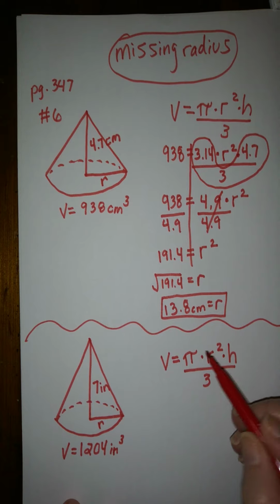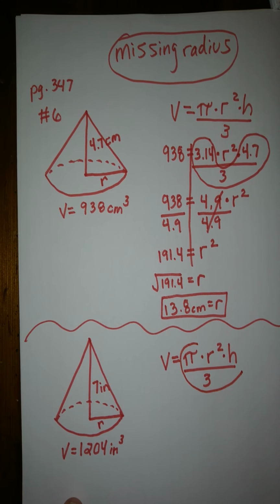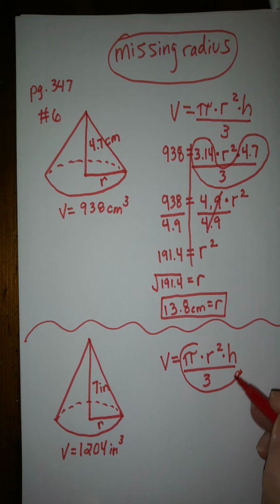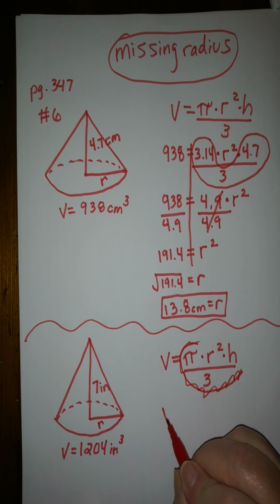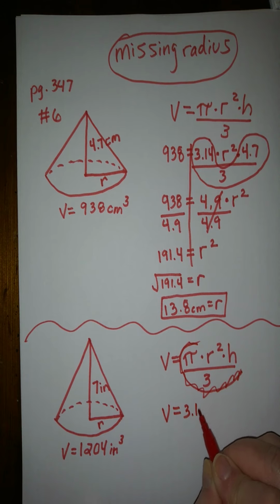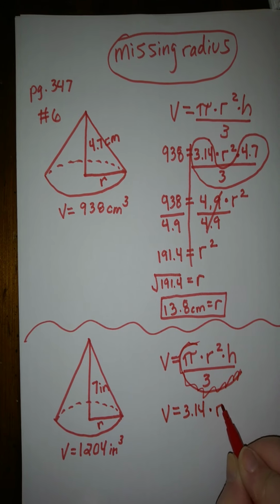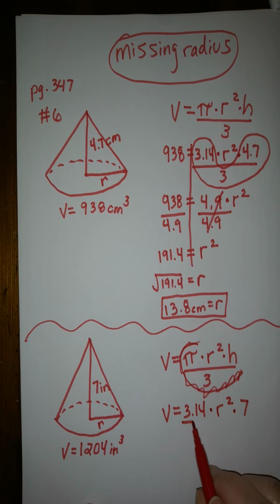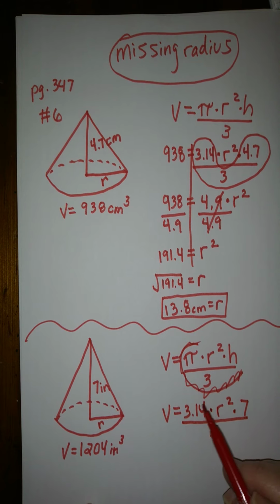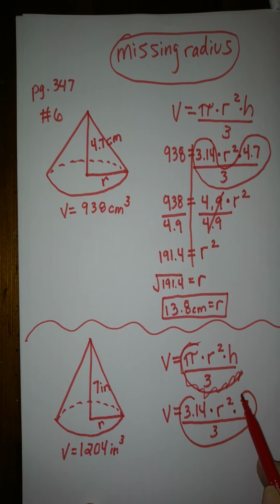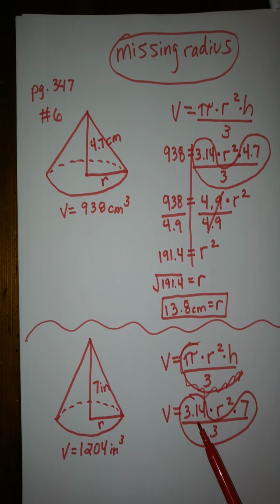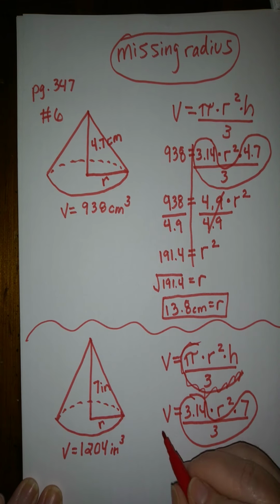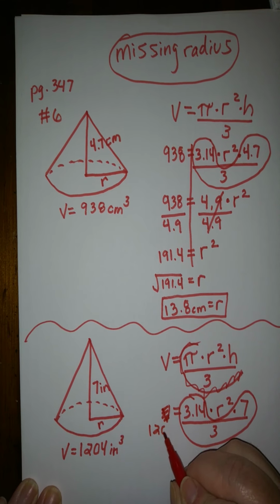Okay, so hopefully you remembered to do this part. Oh, wait a minute. You know what? I forgot to fill in what we know. So V equals 3.14 times, we don't know r squared, times height is 7, divided by 3. Okay, so the first step is to simplify what we know. So in that circle, that means you're doing 3.14 times 7 divided by 3. And we know that the volume, 1,204.